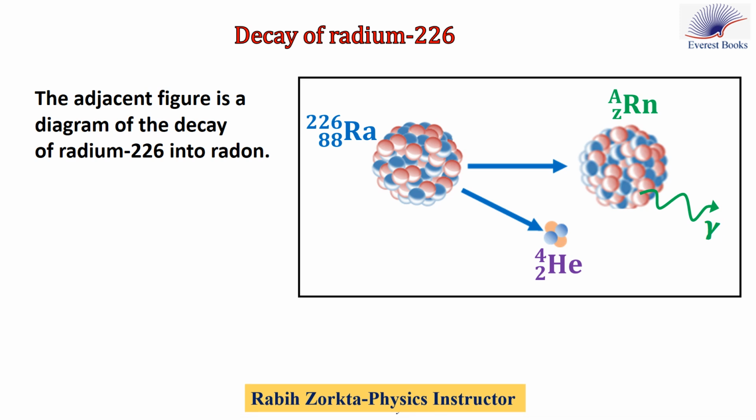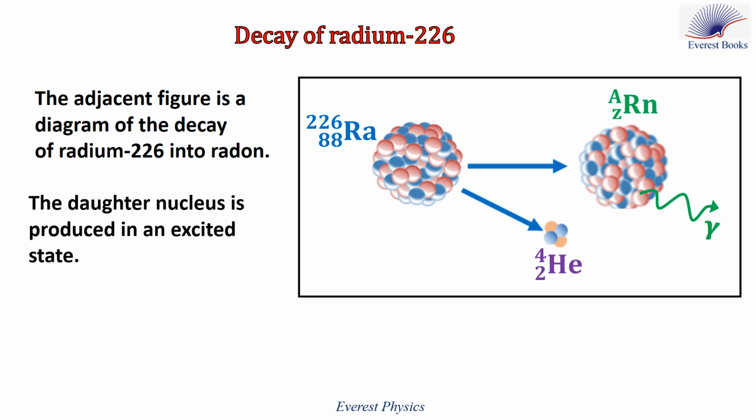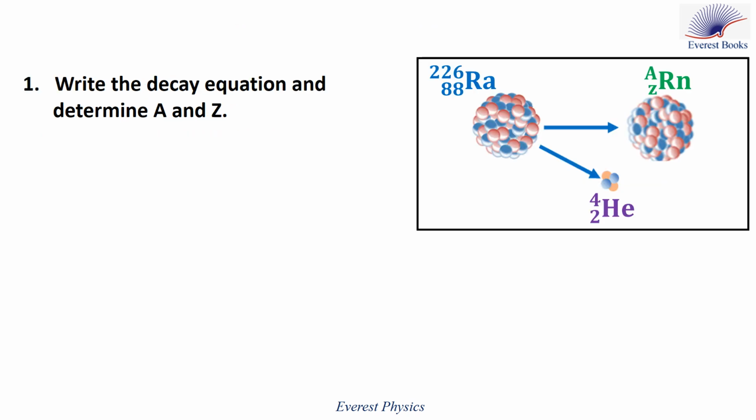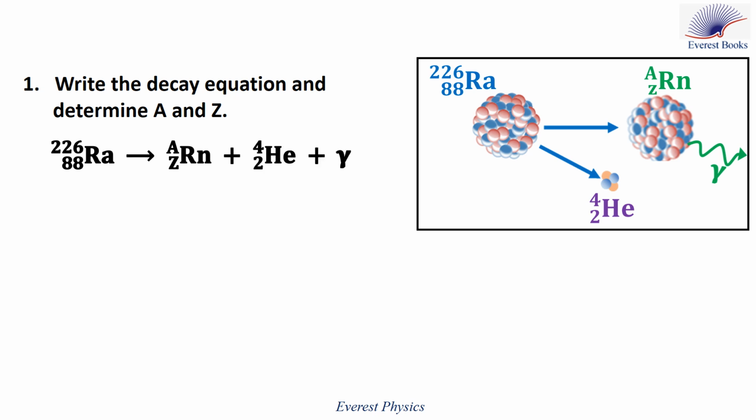The adjacent figure is a diagram of the decay of radium-226 into radon. Given that the daughter nucleus is produced in an excited state, write the decay equation and determine A and Z. Since the daughter nucleus is produced in an excited state, a gamma ray is emitted. In this decay, radium gives rise to a radon daughter nucleus, an alpha particle, and a gamma ray.